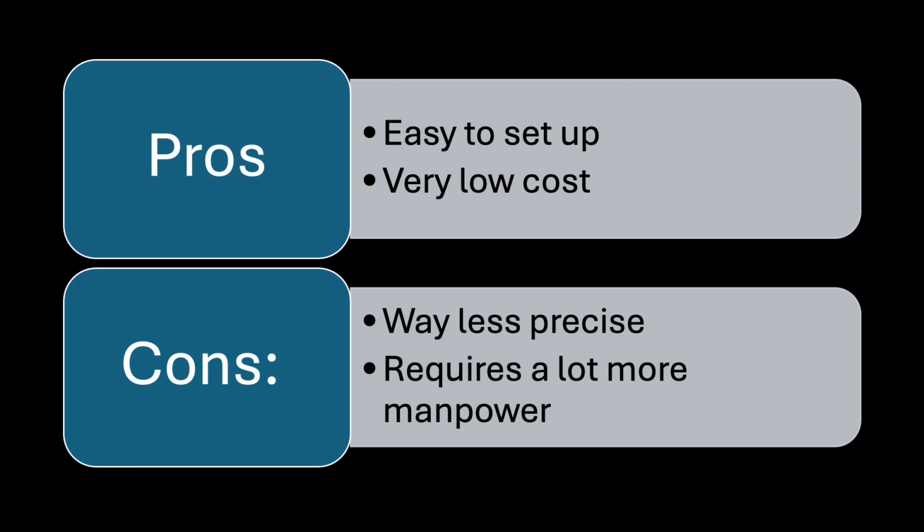So some of the pros are just that it's a very easy setup and very low cost because you're just going out and walking these trails, and you're only paying to have people go walk these trails. So it's a very good cost-effective option, but on the flip side, it is incredibly imprecise because it relies on humans identifying the correct track. And it does require a lot more manpower because you have to physically have people go walk these trails.